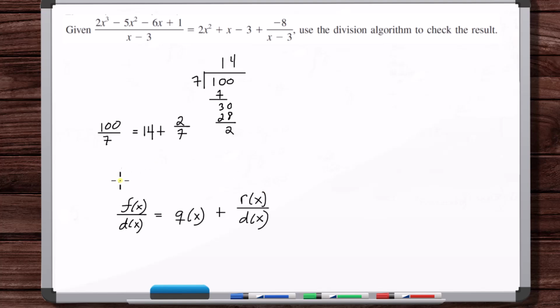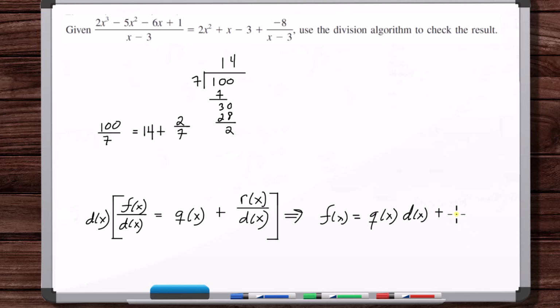So is this the division algorithm? No, but it's close because the division algorithm is going to have just one of each of these. So we have 2 divisors. How do we only have one divisor? We do this. Multiply this entire equation by d of x, and that gives the division algorithm: f of x equals q of x times d of x, plus r of x. There's the division algorithm. So now they want us to use this algorithm to check the result.